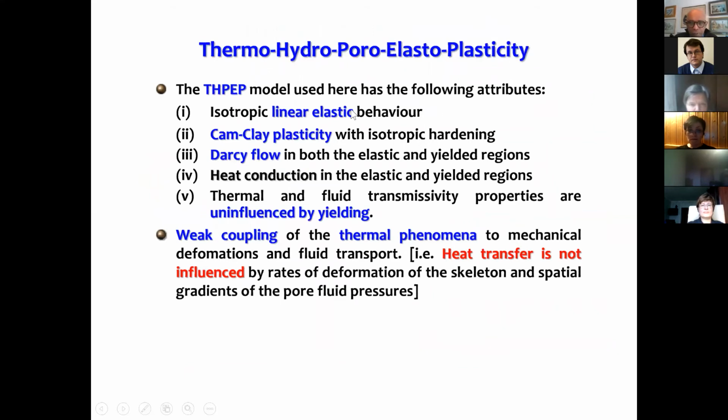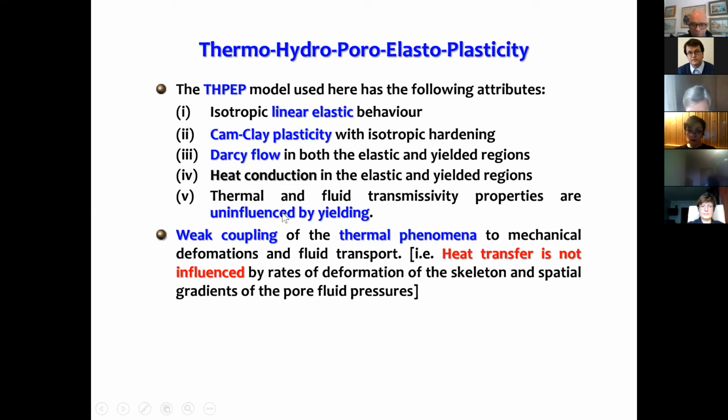So it's isotropic linear elastic behavior. So we use the so-called, not a von Mises plasticity. You can do this with von Mises plasticity or Tresca or Drucker-Prager or something with a hardening rule as well. So it's possible to use different types of plasticity, but we were looking at possibly clay-like materials, and this so-called CAM-clay plasticity model with isotropic hardening is used there. And the thermal and fluid transmissibility properties are uninfluenced by the yield.